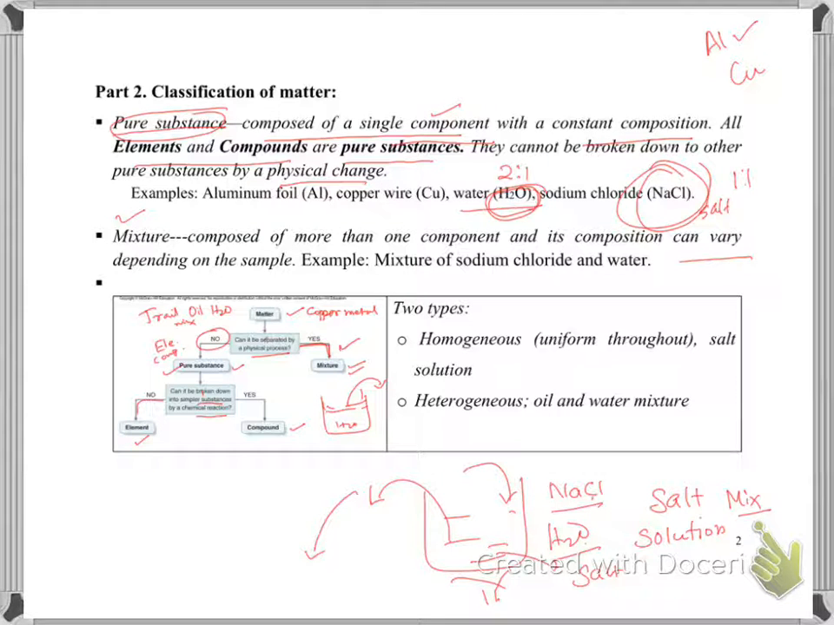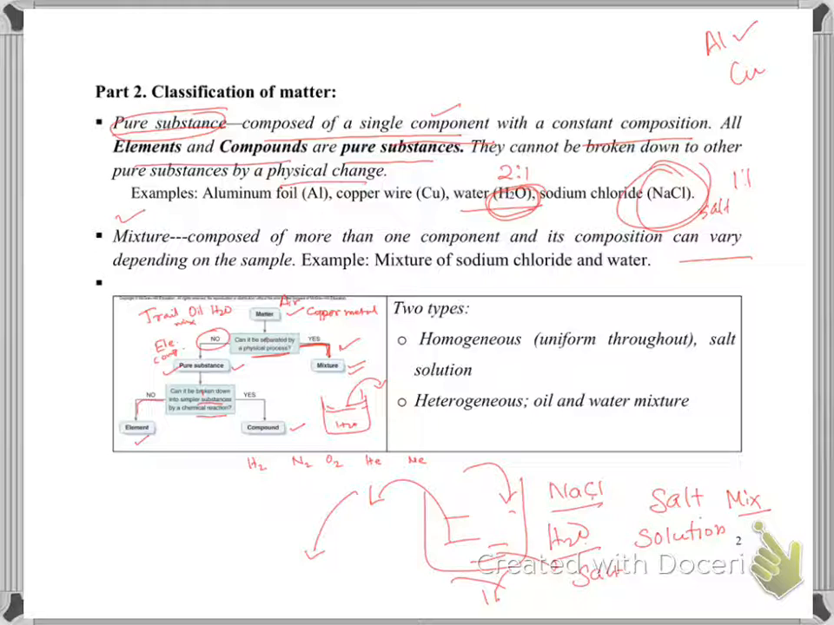Think about air. Can it be separated by a physical process? Yes. Air is a mixture of different gases. There are so many gases. You cannot see them separately. That does not mean it's an element or a compound.